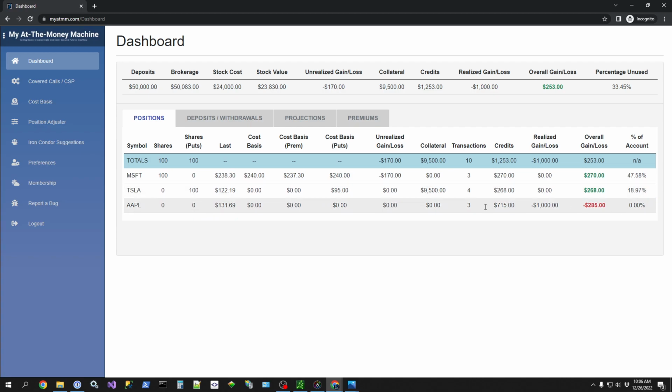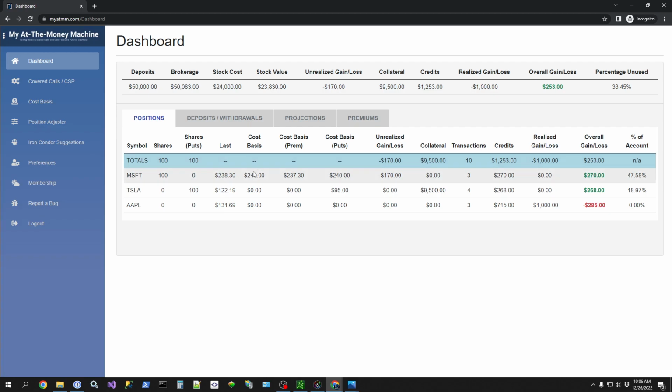And we have 18.97% tied up in Tesla and 0 in Apple, because we currently don't have a position in Apple in this example. So let's go ahead and go through each one of these columns. As you can tell, that's the stock's ticker symbol. That's pretty obvious. The shares, these are the shares that you currently own. If we have any cash secured puts, these are the shares represented in those puts. This is the last price it traded at, which is updated twice daily, or you can actually go into the covered calls screen and manually kick off an update if you want to get a closer to real-time number.